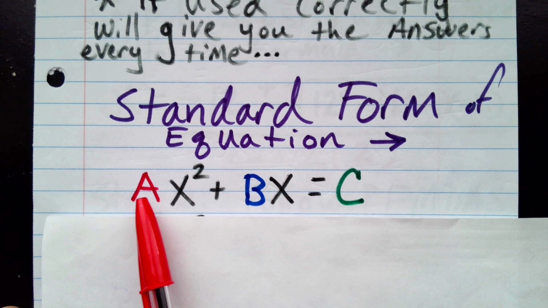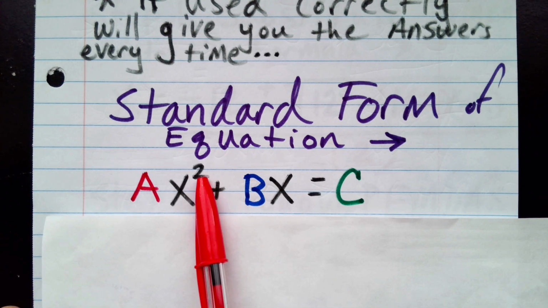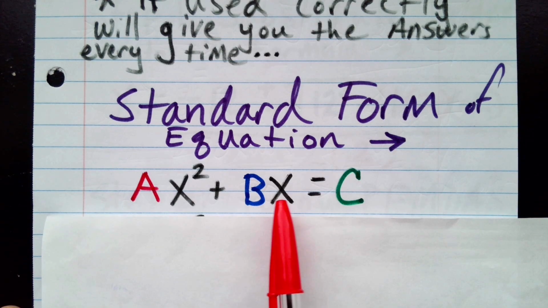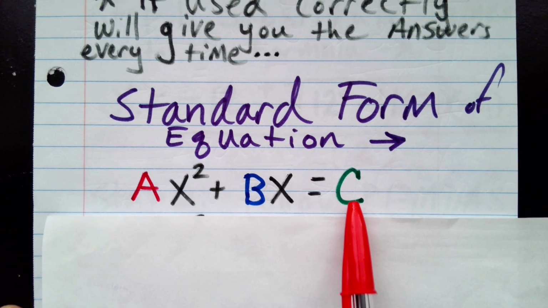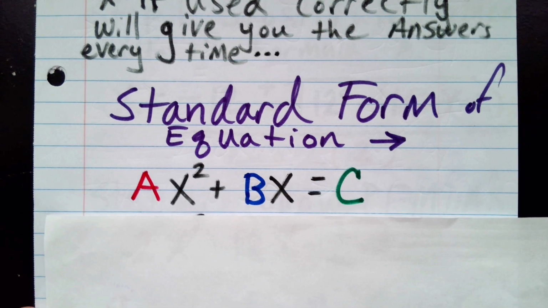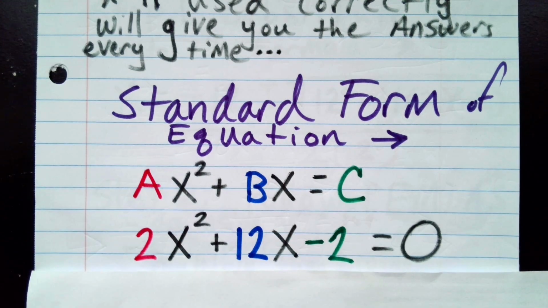So the a represents the number in front of the x squared value. The b represents the number in front of the x value. And of course, the c represents your constant, or the number standing all alone. So here's an example. Let's take a look at what that would look like here.